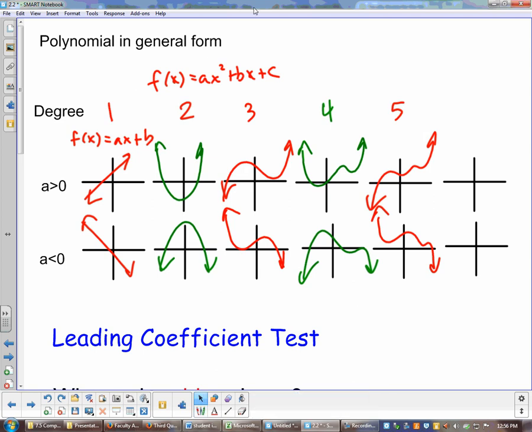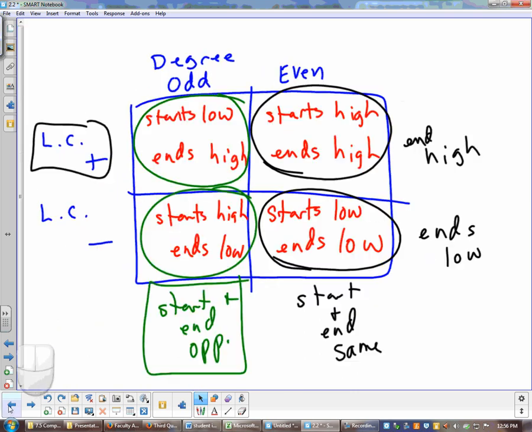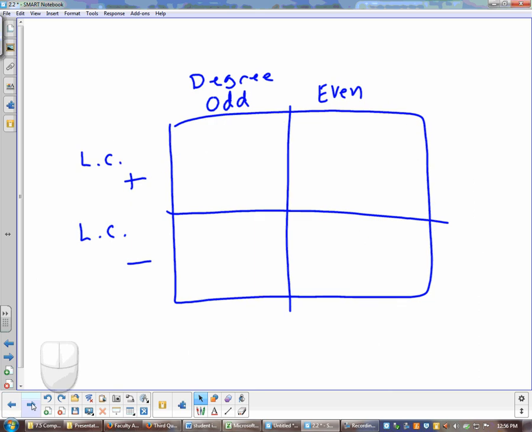Okay, so the leading coefficient test is basically what we were looking at here, except, come on, you are honor students, so we're not going to be just saying starts low, ends high, or whatever. We're going to use a little more sophisticated mathematical language.